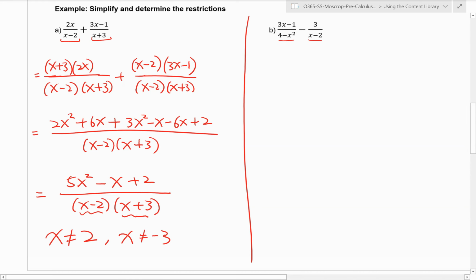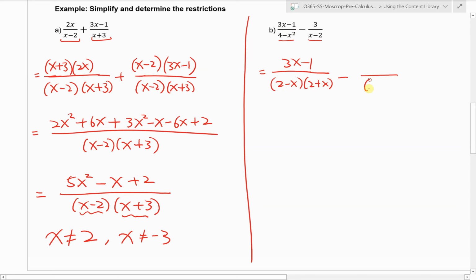All right, for part B, you can see this is factorable. This is 4 minus x squared. This can be factored. This is a difference of squares. So 2 minus x times 2 plus x. 3x minus 1 remains. You still have the x minus 2 here.